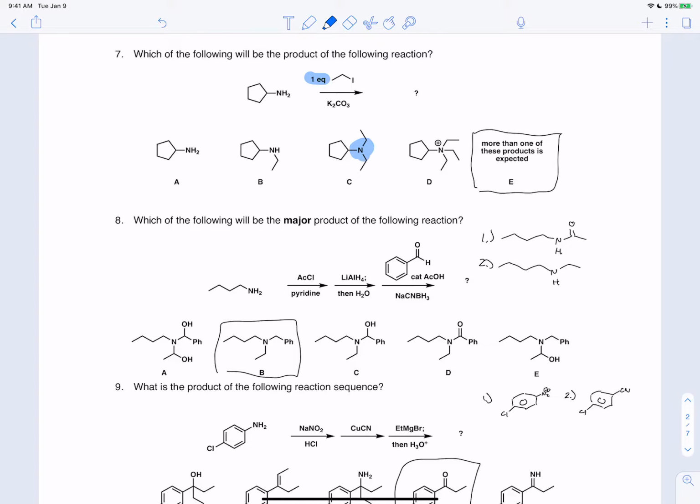That's because the secondary amine will frequently keep on reacting to make tertiary amines. And then because all of the products are still reactants, we probably end up with some of the primary amine along the way too. So while B might be the major product, we're definitely going to have some A, some C, maybe even some D. So it's easy to say we're going to expect more than one of these to appear at the end.